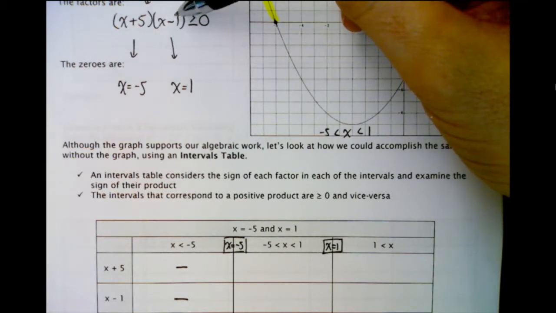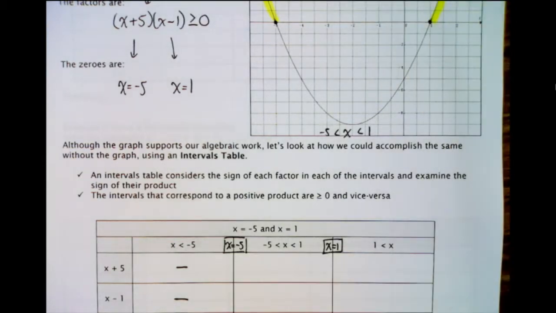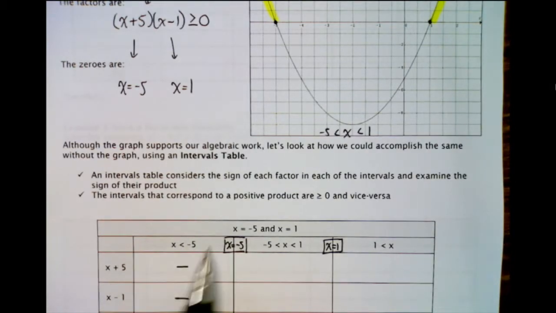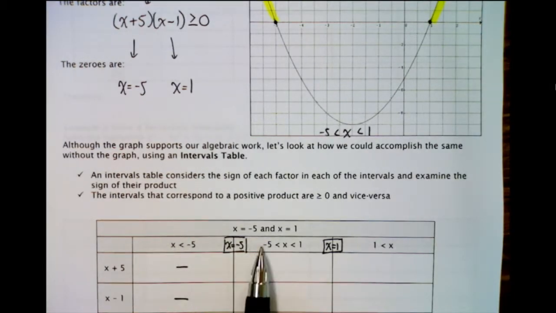The number 55 isn't important, but what is really important is the sign. 55 is positive, and that's what we're looking for. We're looking for where the function's positive. So if we test a value in this interval and we get positive, every value in this interval is going to be positive because it's before an x-intercept. It's before it crosses and switches sign.